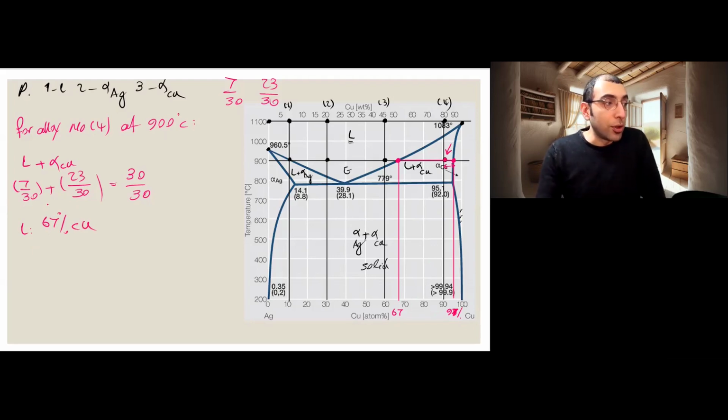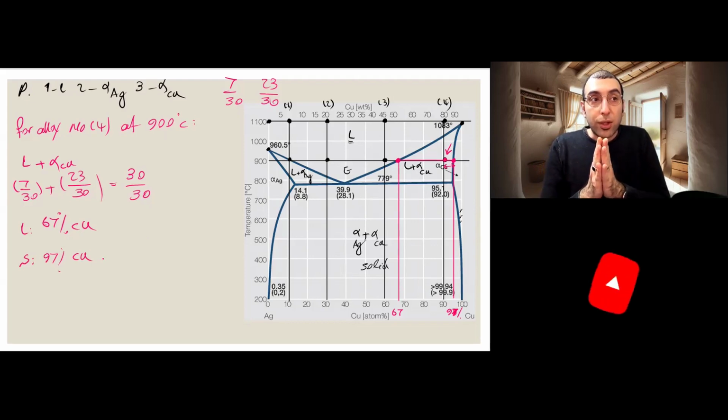The same for your solid, the composition of your solid: you go horizontally where it hits the solidus line and you drop it down, and we already did, and it was 97%. Look how different they are. So let's start with the beginning of the story.